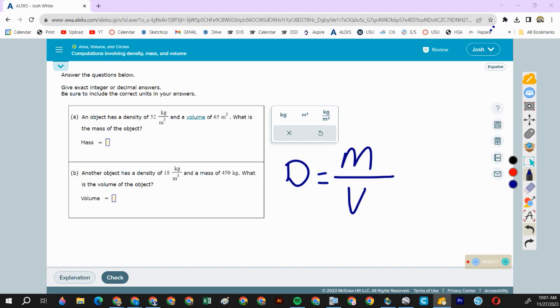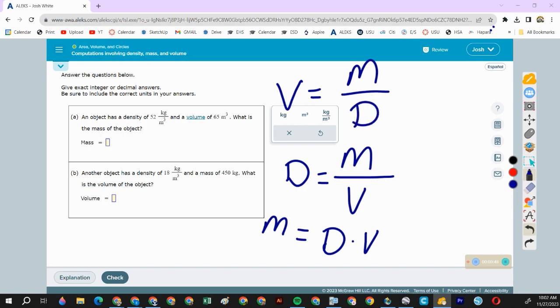So in another form, we could multiply by V, and we get mass is equal to density times volume. Or I could multiply by V and divide by D, and I get volume is equal to mass divided by density. Those are the three versions of this formula. And then we just use that to answer each of these questions.